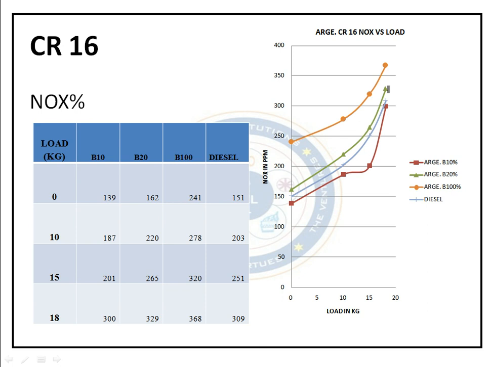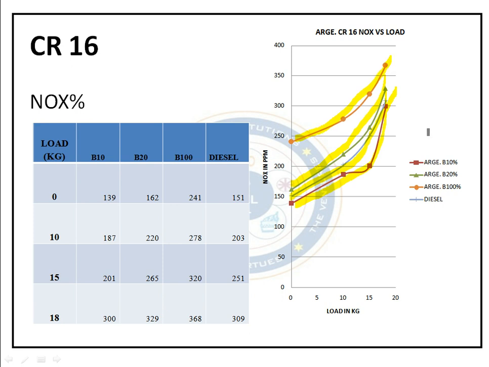For compression ratio 16 NOx emission, 0 kg of load, B10 gives 139, B20 gives 162, B100 gives 241, diesel gives 151. In the graph I am going to explain diesel. This is the diesel graph, blue line, and B10 is just similar, side by side to the diesel. B20 also has a little bit more emission but is similar to the diesel. For pure Argemone, that is B100, we have the highest emission.